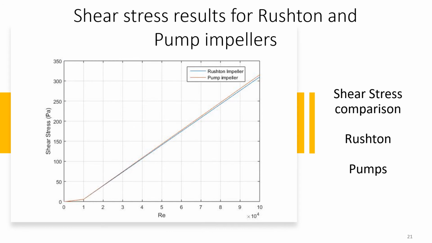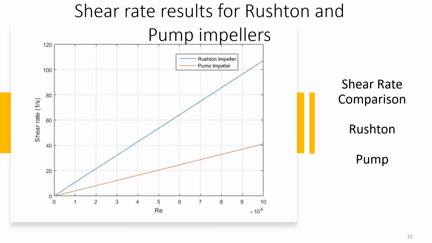In this case, in the comparison between Rushton impeller and pump impeller about shear stress, we know that the difference is almost zero because this parameter was calculated based on an empirical equation. Although a greater shear rate requires a greater energy expenditure, the mixing process is favored, so the time of this process can be shorter. With this in mind, the Rushton impeller shows a better behavior.